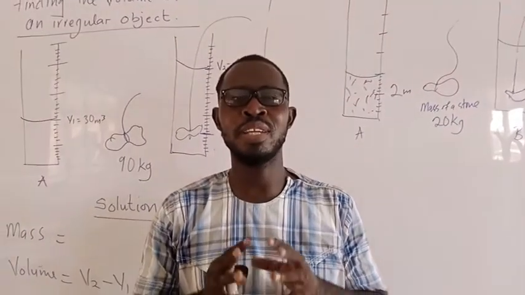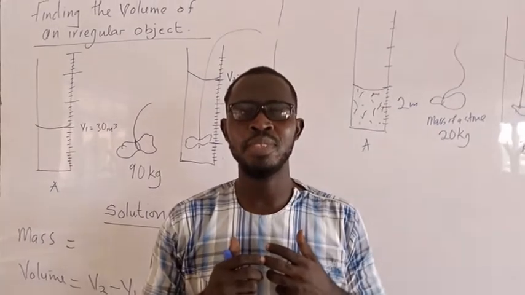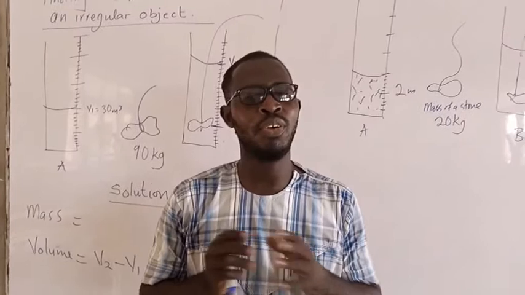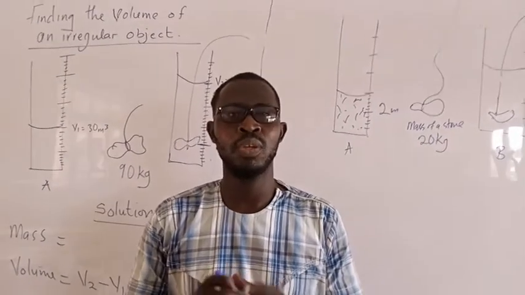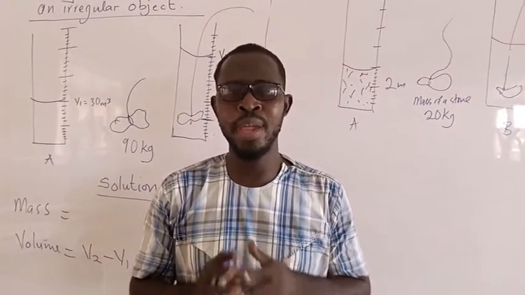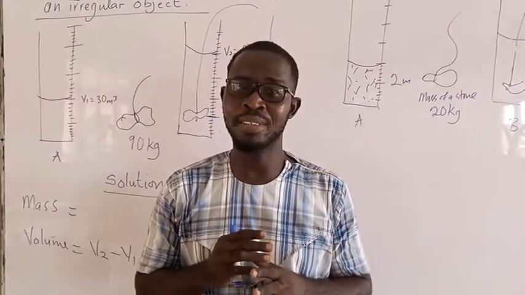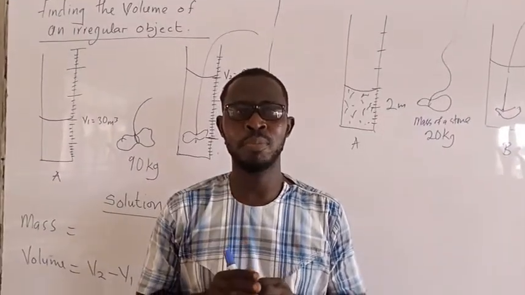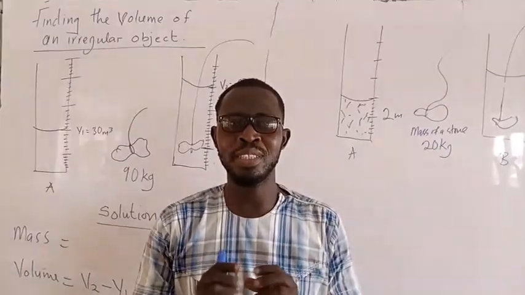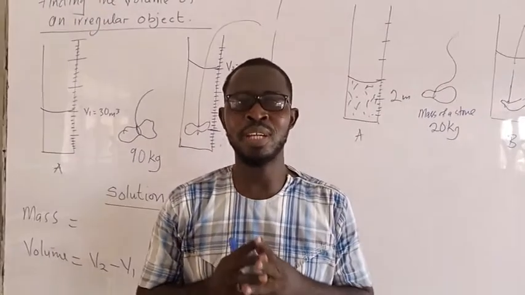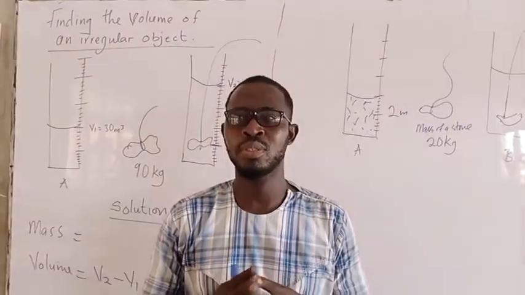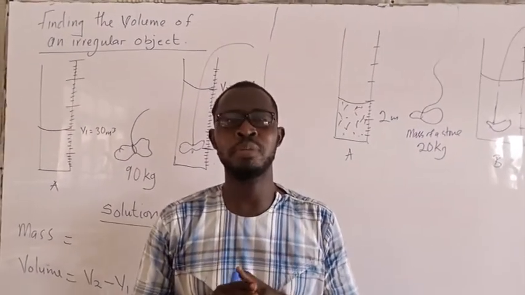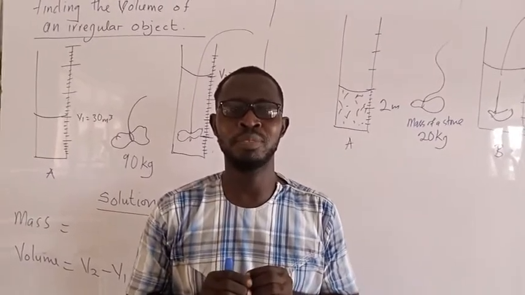Now, when you have an irregular object, you cannot determine the length, breadth, height of the irregular object. So there is a way of getting it done, and that is what I want to show you in this video. The simplest way of getting it done is by just performing a very simple experiment which I am yet to display.